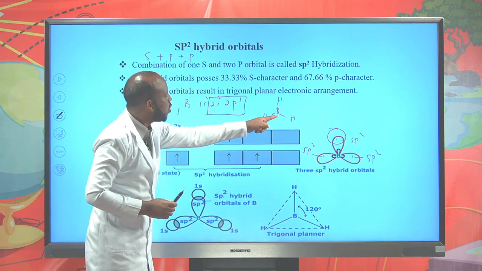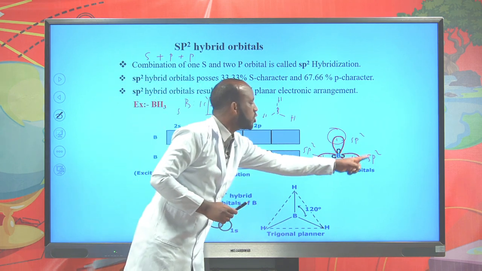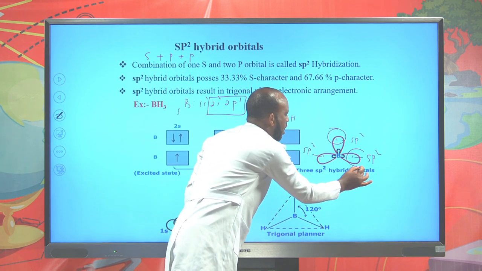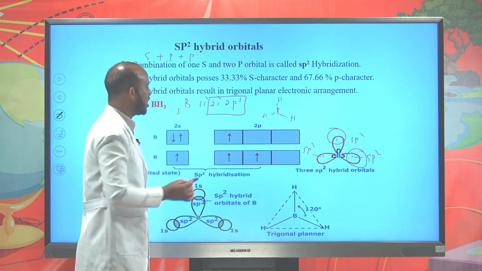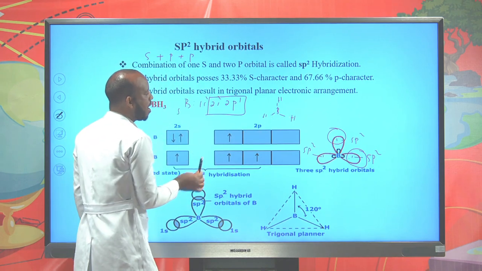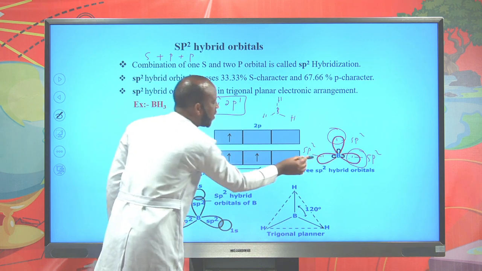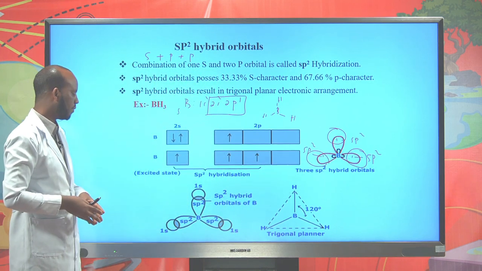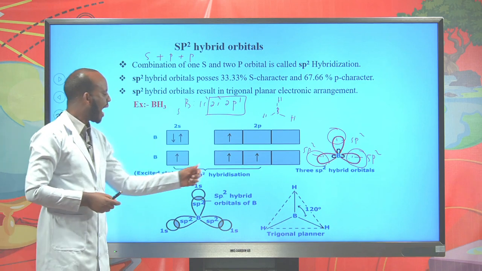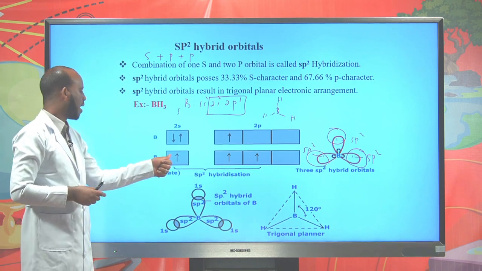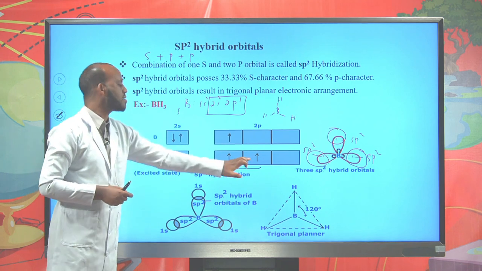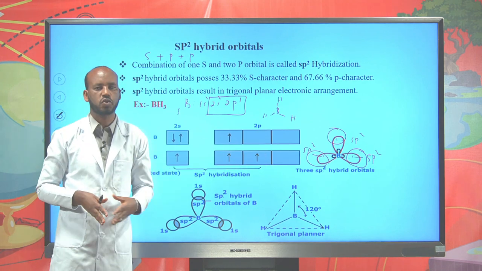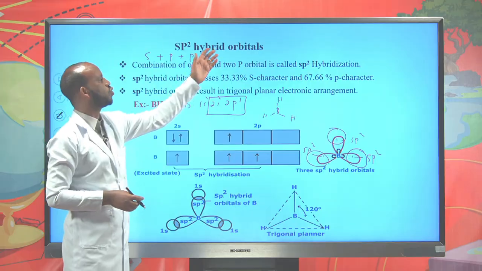This covalent bond is formed when half-filled sp2 hybrid orbital of boron overlaps with half-filled s atomic orbital of hydrogen. Similarly, this covalent bond is formed when half-filled s atomic orbital of hydrogen overlaps with sp2 hybrid orbital of boron. Therefore, sp2 hybridization is formed when s atomic orbital is mixed with 2p atomic orbitals. Number of hybrid orbitals equals number of atomic orbitals mixed. This is sp2 hybridization.